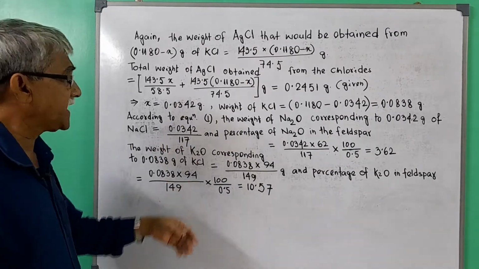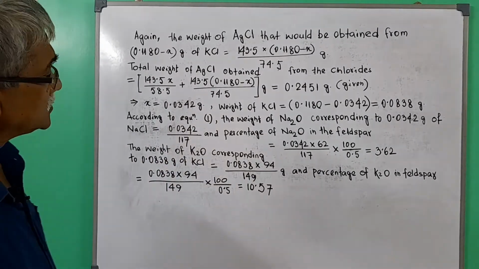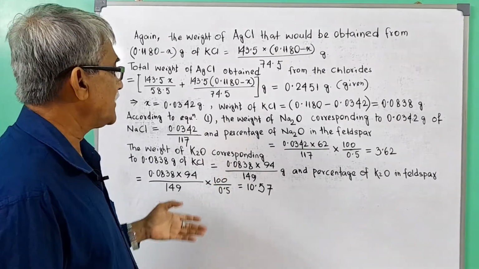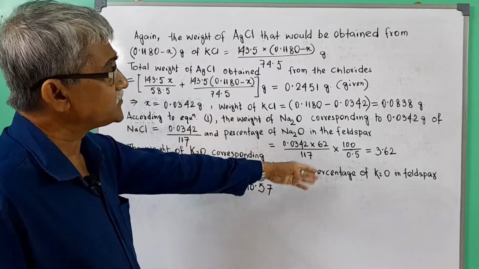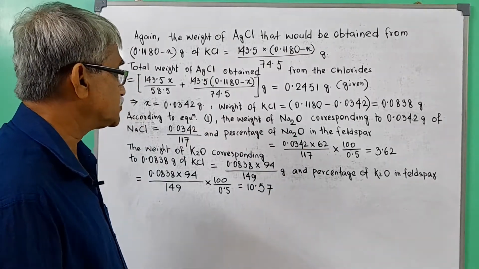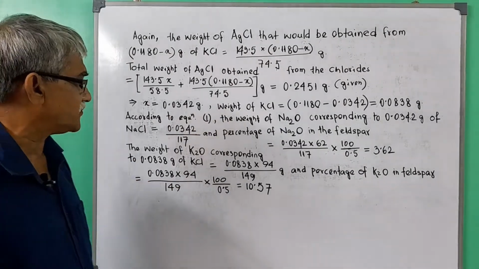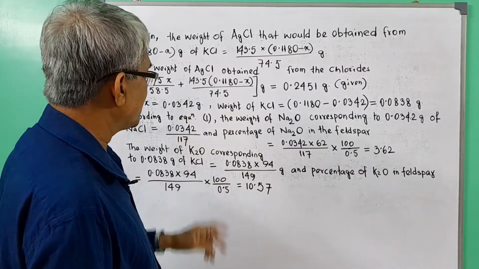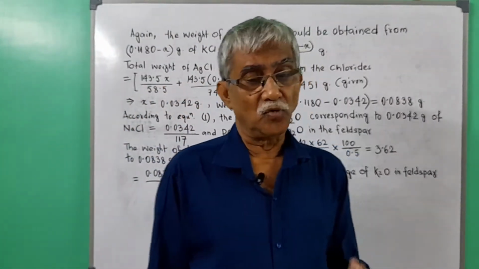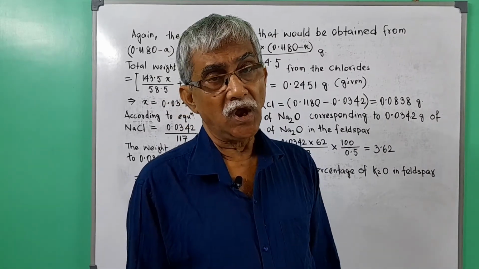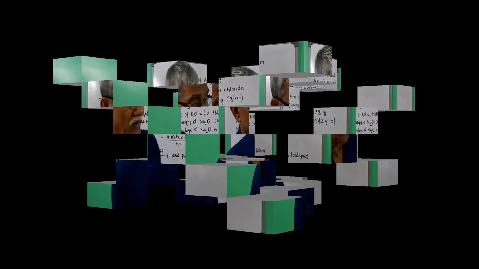Again, the weight of K2O corresponding to 0.0838 gram of KCl equals 0.0838 into 94 upon 149 gram. And the percentage of potassium oxide, K2O, in the feldspar will be 0.0838 into 94 by 149 into 100 by 0.5, and that happens to be 10.57. So that was what was wanted in the question, and this is where we end this session.